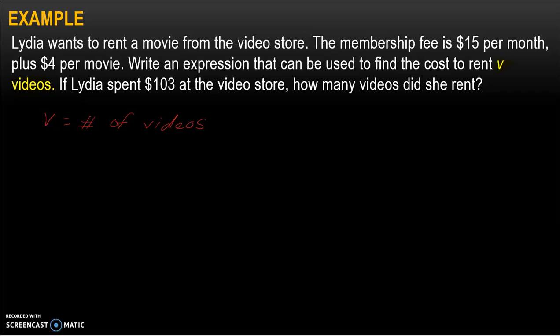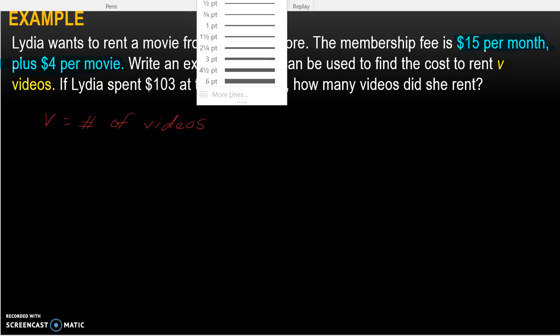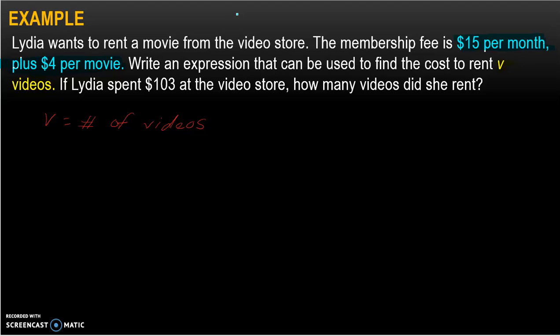Okay. From here, I need to write my equation. So I have a membership fee that's $15 per month, plus 4 per movie. Okay, in this case our movie is going to be our video. I'm playing around with this pen for a little bit to make sure that you can see what I'm writing. So I have membership fee, $15 per month, and keep in mind that that membership fee, we're only talking about 1 month, so I'm only going to pay that $15 one time.